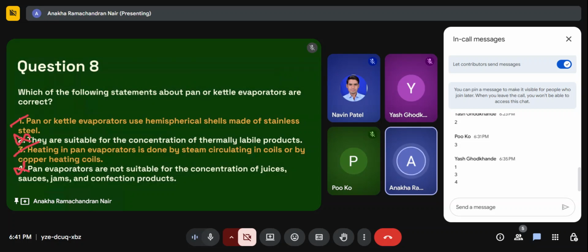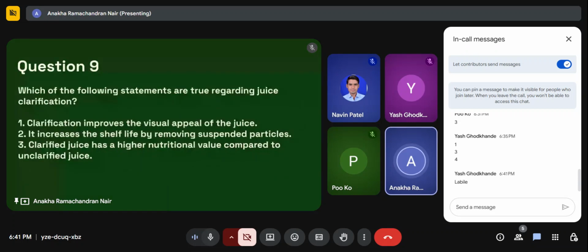Does anyone have any doubt in this question? All right, I'm not seeing anything. Let's move on to question number 9. So, question number 9, oh, labile. If that is a doubt, you want to know what labile means in this case?